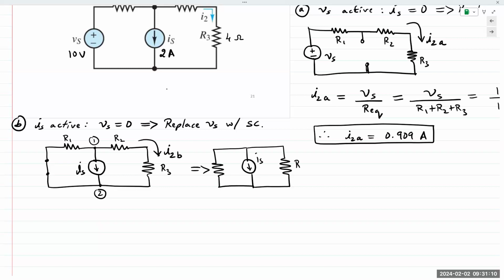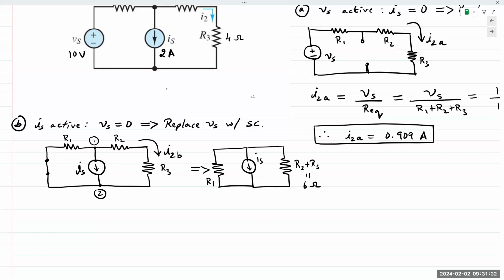IS, this is R2 plus R3. And that is what? 4 plus 2, 6. And this, of course, remains R1. Does that make sense to everyone? Any questions?